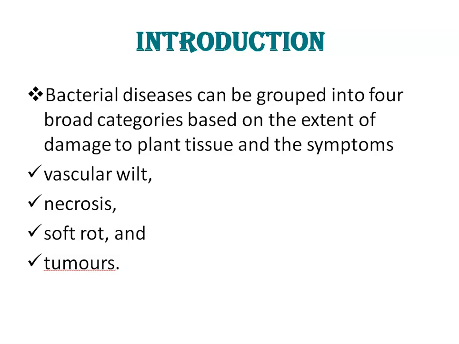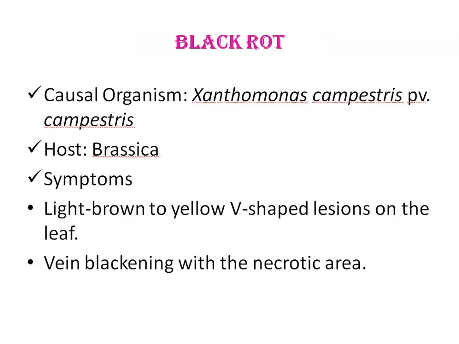Tumor diseases are caused by bacteria that stimulate uncontrolled multiplication of plant cells, resulting in the formation of abnormally large structures. Let's discuss various bacterial plant diseases one by one. So, first is black rot.